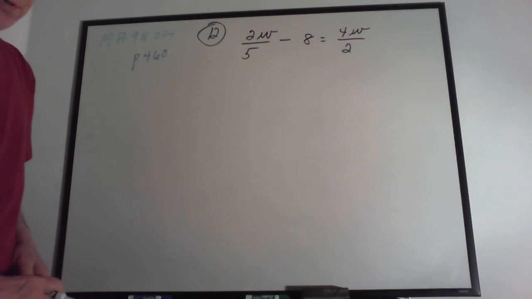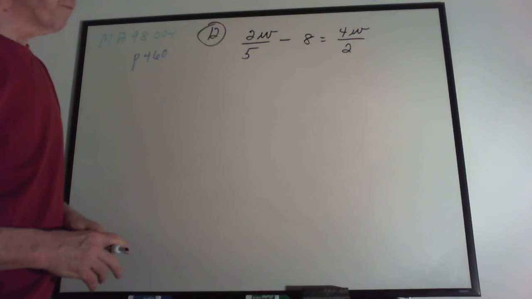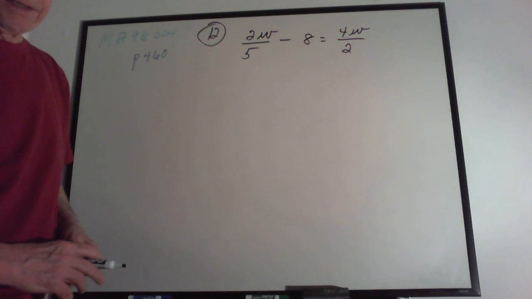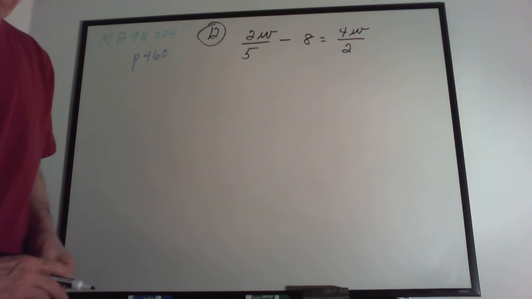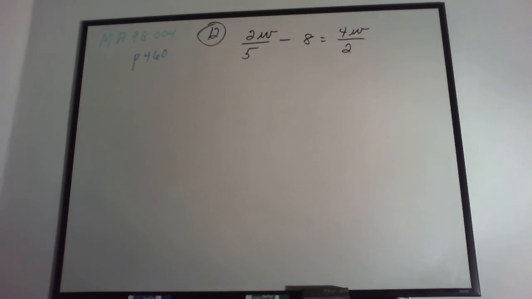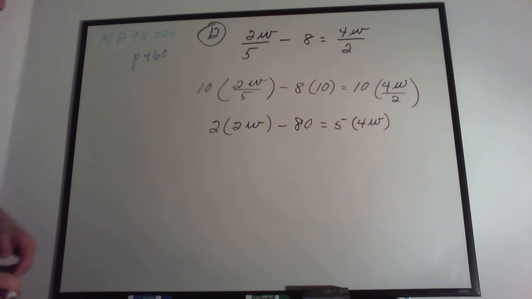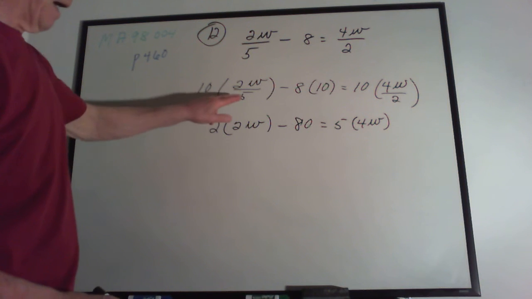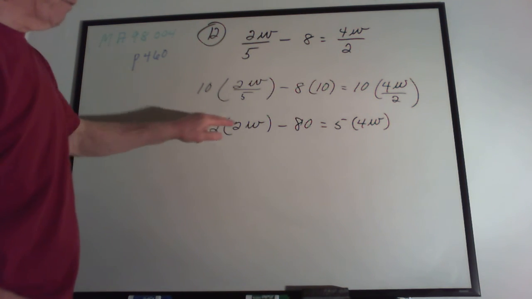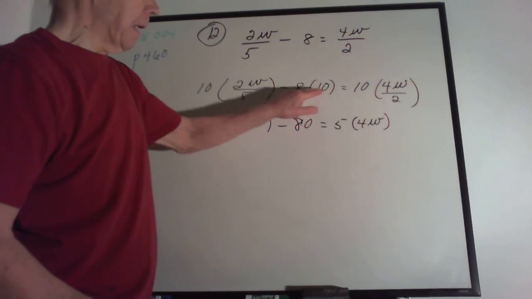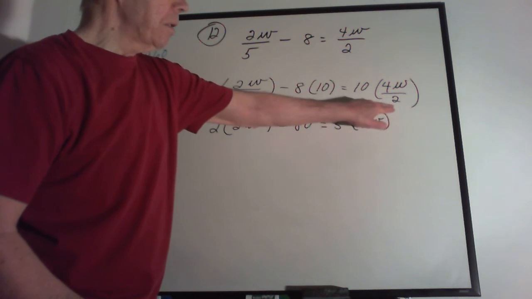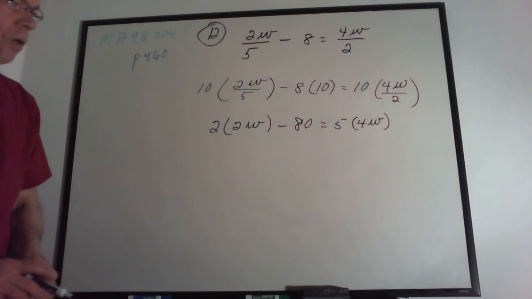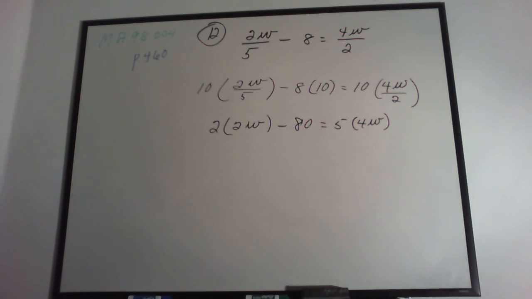All right, this is number 12. I have to get a common denominator for 5 and 2, and then multiply everything by that common denominator. So pause the video and give it a try. The common denominator is 10, so I multiply everything by 10. I can cancel: 10 divided by 5 is 2, 8 times 10 is 80, 10 divided by 2 is 5, and then I multiply. Go ahead, pause the video, and try to solve it. See how you do.